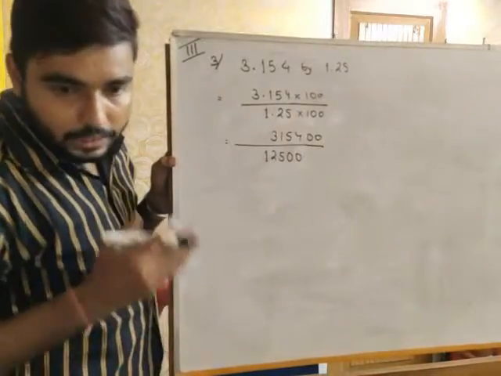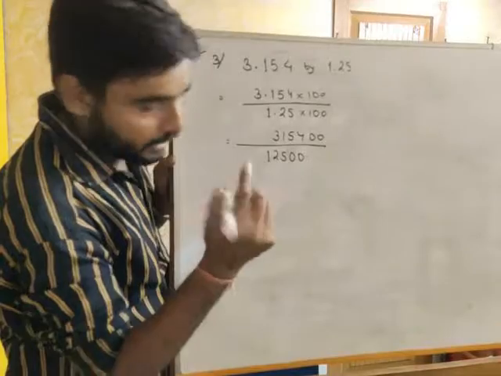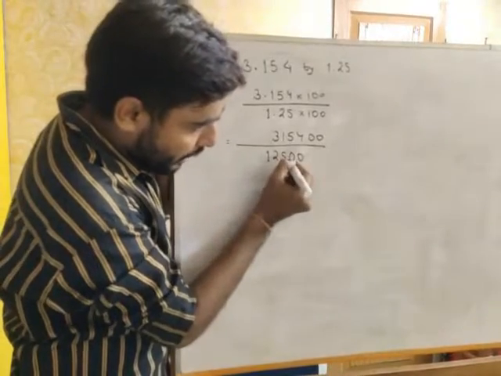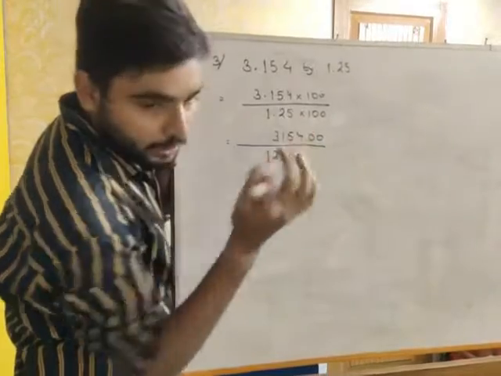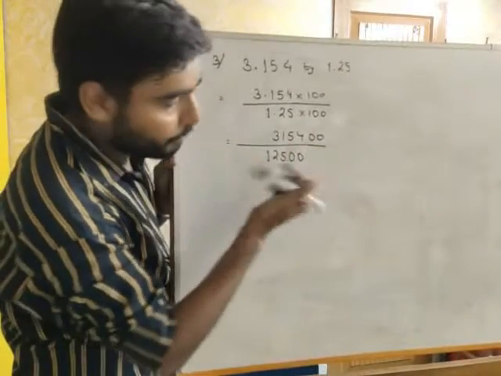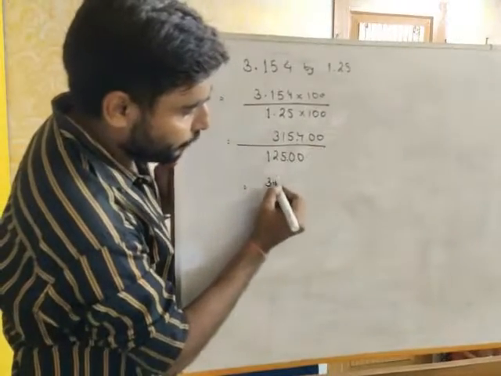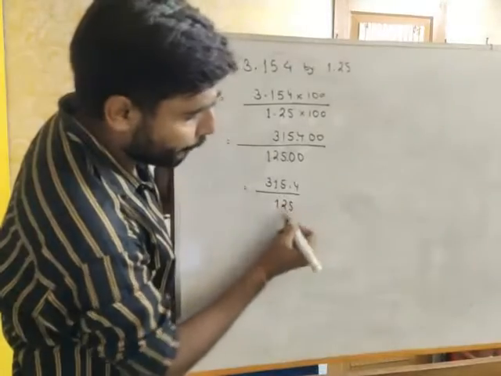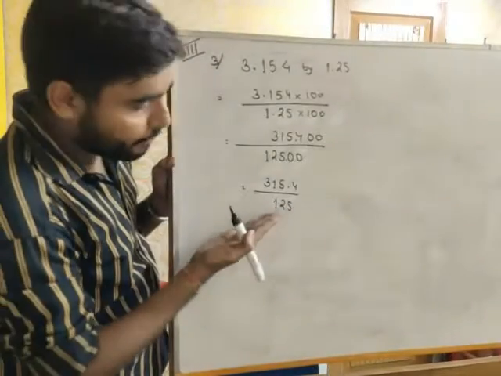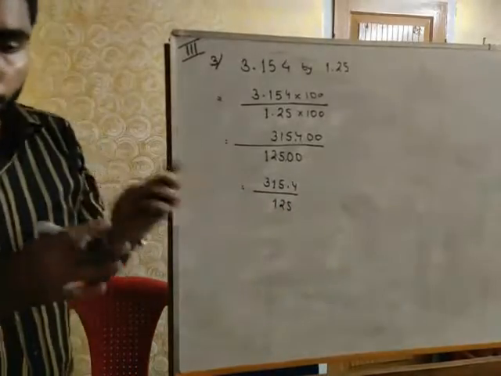Now it's time to see the decimal places. The denominator had two decimal places, so from the end 1, 2, the decimal is here, and the numerator had three decimal places, so count from the end. 1, 2, 3, the decimal will be seen here. So 315.4 divided by 125. Now we have made the denominator a number which is not a decimal. Now we can do the division. Clear everyone?